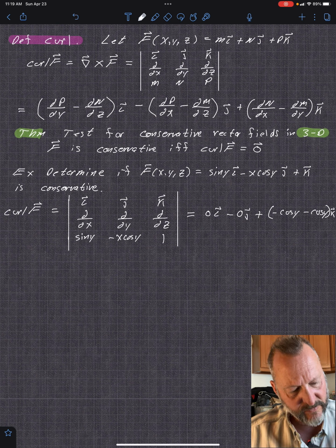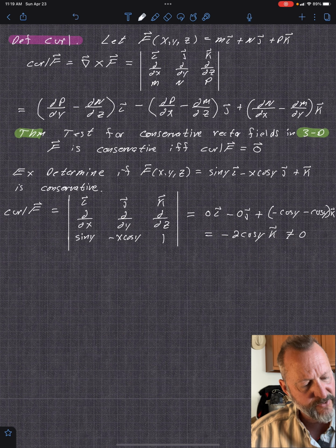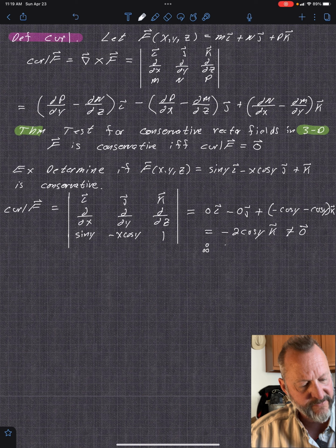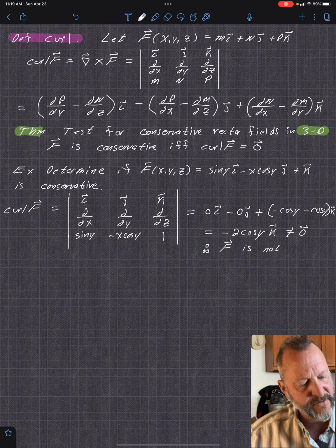And everything's 0, and you just add it up, and you get something non-zero. So you get minus 2 cosine y k. So that is not equal to the 0 vector. Therefore, what is your conclusion? Therefore, capital F is not conservative. Okay, so that's the idea.